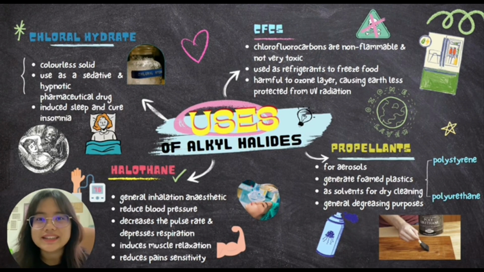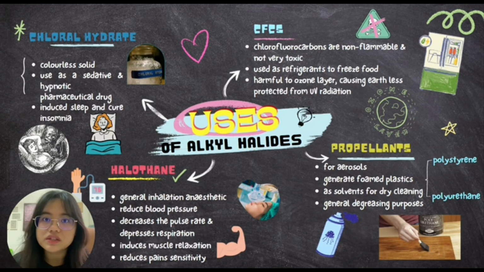And lastly, another example of a haloform is halothane, which is a general inhalation anesthetic used for induction and maintenance of general anesthesia. It reduces the blood pressure and frequently decreases the pulse rate and depresses respiration. It induces muscle relaxation and reduces pain sensitivity by altering tissue excitability.